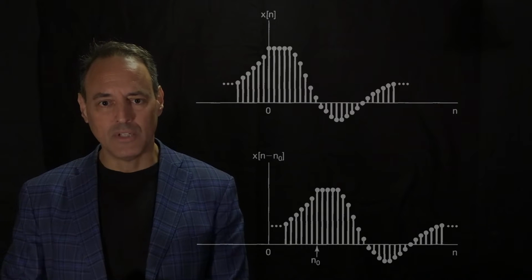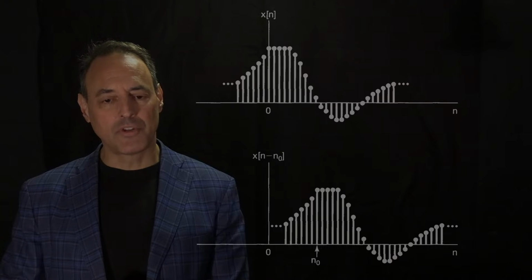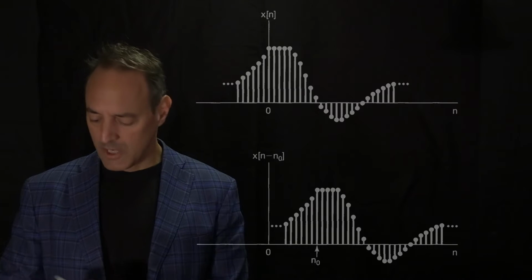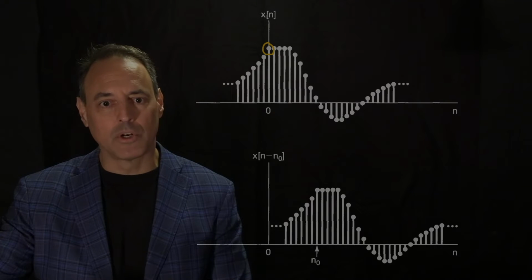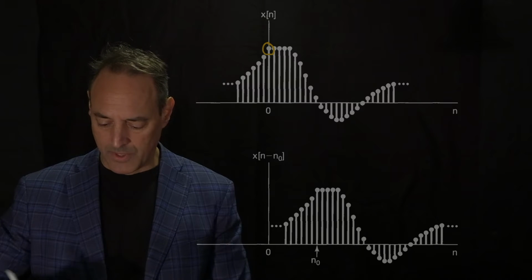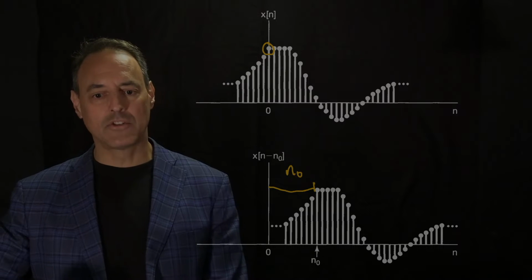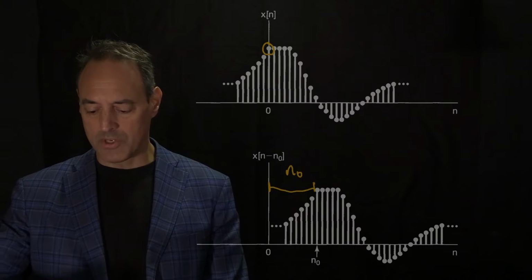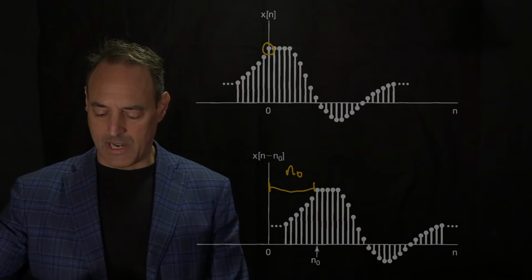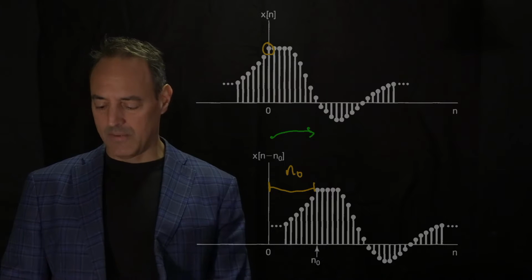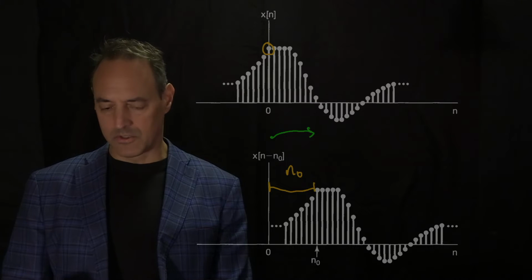Just an example, here is a discrete signal, x of n, and we're going to shift it over by some n naught. So you can see what's going on here. You take this signal here, and here's, let's say, a point we want to concentrate on. Notice this point gets shifted over, and this is your n naught. So that is the shift that we have, and all we did is move the entire signal over by this amount here. That's the idea behind the shift on a discrete signal.